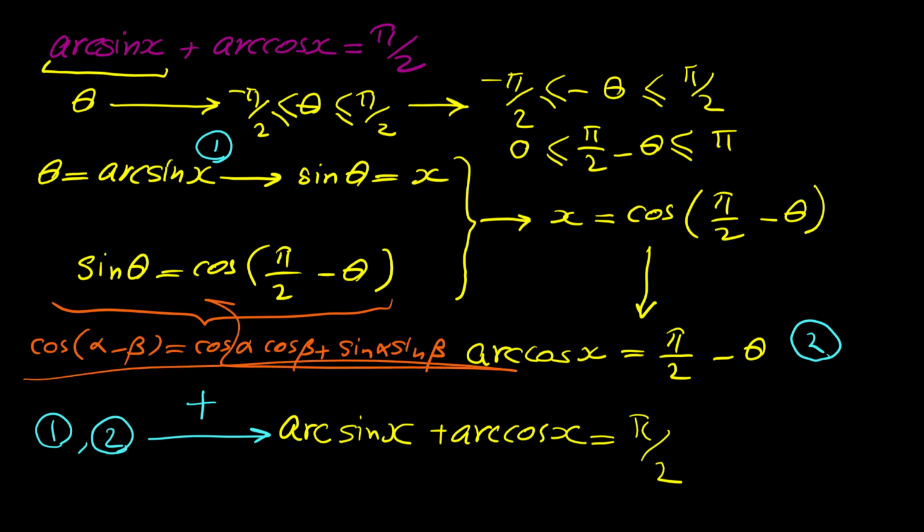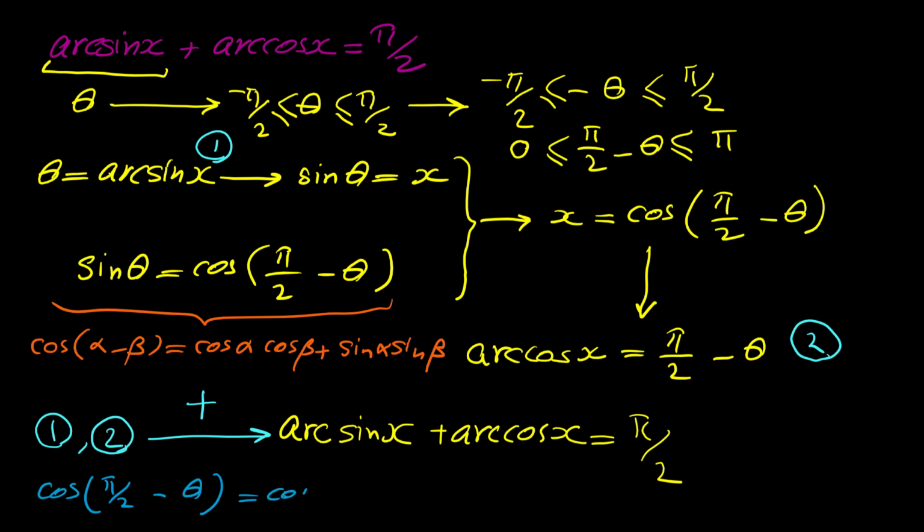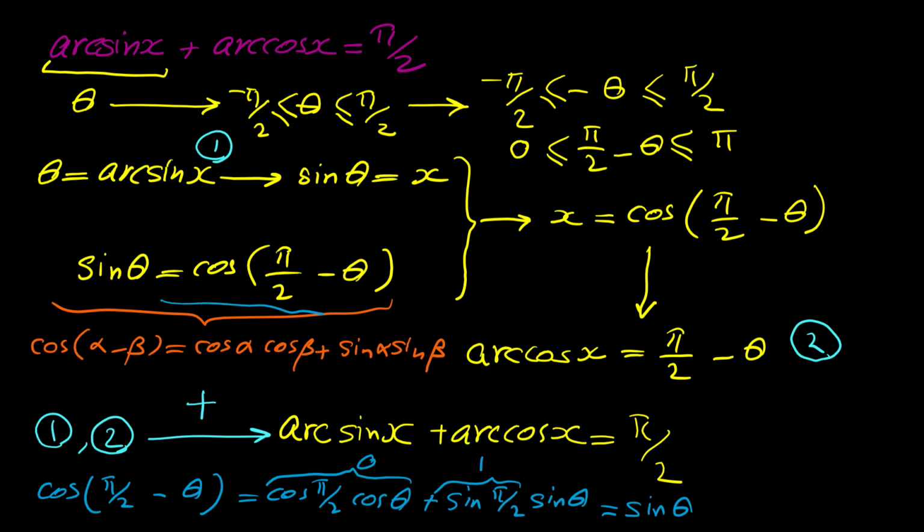Now I want to use this relation for this side. By using this relation, we can write cosine of pi over 2 minus theta in the form of cosine of pi over 2, cosine of theta, plus sine of pi over 2, sine of theta. Cosine of pi over 2 is 0, so all of this is 0. Sine of pi over 2 is 1. 1 times sine of theta is sine of theta. And this shows that this relation is right for any theta.